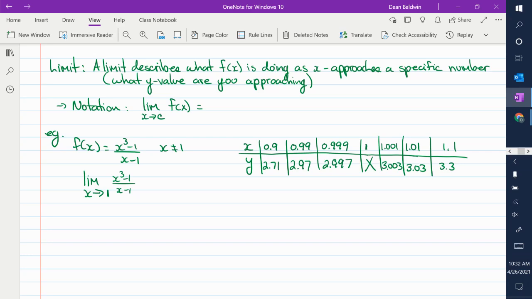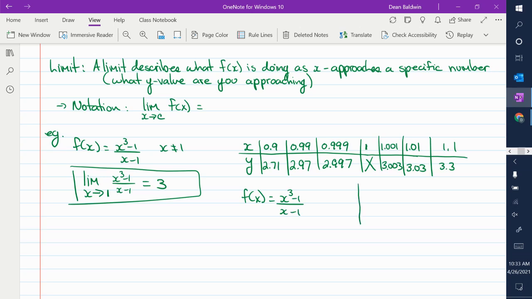And if you look at the graph of this, we would say, actually, let's just write the answer. The limit as x goes to 1 of x cubed minus 1 over x minus 1 is equal to 3. That's what that means. And this is the graph of the function. I don't expect you to know this graph. We do a section on graphing later on.